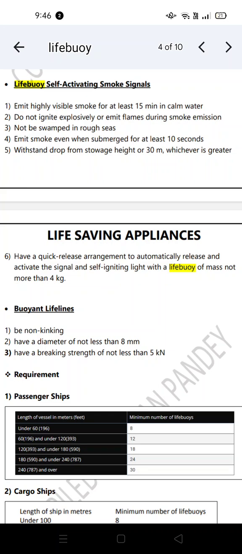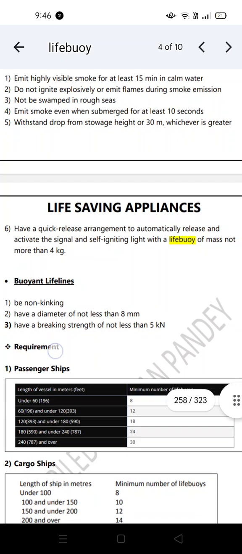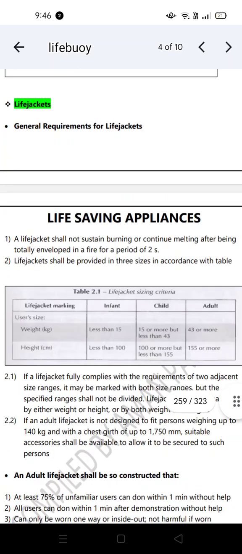Okay, sorry, I made a mistake. I told you 3 minutes, but if it has a smoke MOB marker, it should continue to burn for a period of 15 minutes in calm water. Smoke: it should emit smoke even when submerged for at least 10 seconds. Withstand drop from a height of 30 meters. So this is all about your lifebuoy.